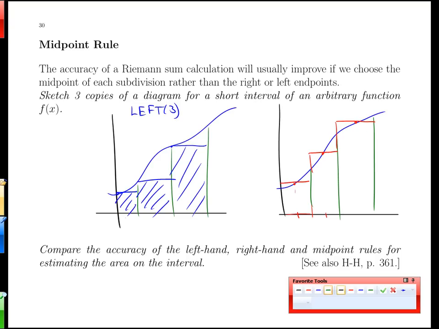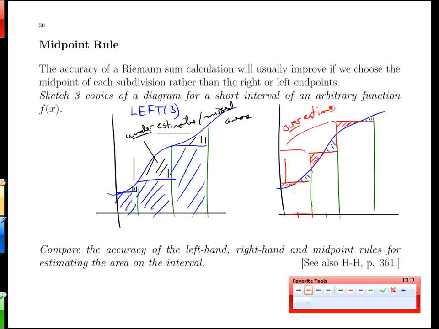And just looking at this, it's very clear that on the left-hand rule for this example, we're going to have an underestimate multiple times. These are all underestimates or missed areas. However, when we look at the midpoint rule, we're going to have overestimates and underestimates mixed. The area that we get from the rectangles using the midpoint rule is going to be sometimes an overestimate and sometimes an underestimate.